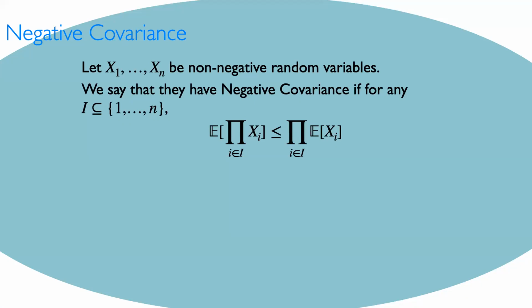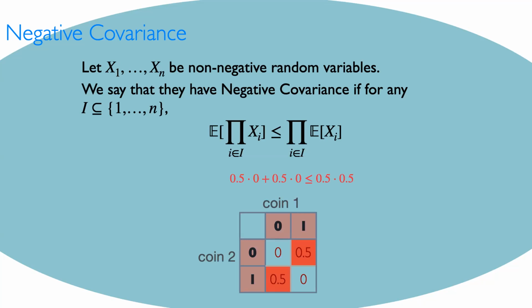What is a negative covariance? Suppose that we have n random variables. Then we say that they have a negative covariance if, when we take the expectation of their product, it is smaller than the product of the expectations. Let me take a simple example. Here we look at two coins, coin 1 and coin 2. Each one of them is a fair coin.